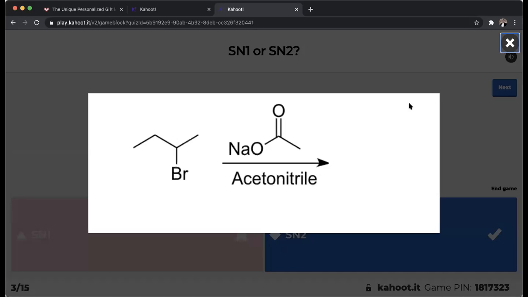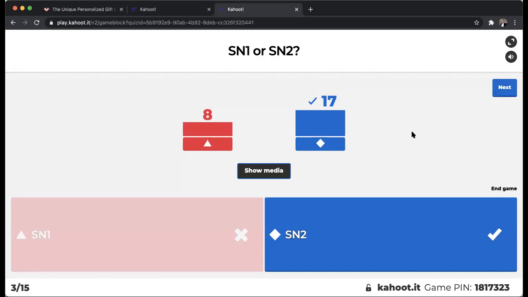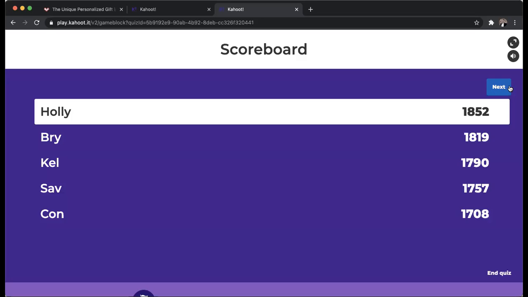So when we look at this ester, if we take away the sodium, we get a full negative charge on that oxygen. That makes that a strong nucleophile. Acetonitrile is a polar aprotic solvent. So basically it shifts this to the Sn2 pathway. So it should be Sn2, okay? We'll keep talking about these.